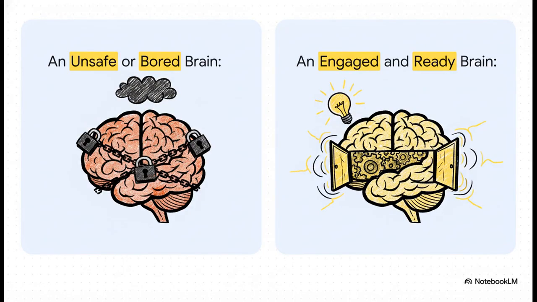On the left, you've got a brain that feels bored or unsafe or stressed out. That brain literally shuts down. It avoids challenges and is closed off. But look at the right. When we design for motivation, when a student feels safe, when they see why it matters, when they have some choice, their brain becomes open, curious, and totally ready to learn. We are literally designing a better state for learning.